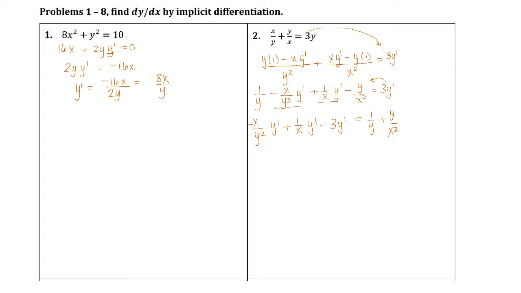Now we need to factor out our common factor of y prime. So y prime times negative x over y squared plus 1 over x minus 3. And what we're going to do with this is just leave this, once we divide both sides by the parentheses, just leave it as it is. Don't try to do any more simplifying to it. And all of that is over negative x over y squared plus 1 over x minus 3.